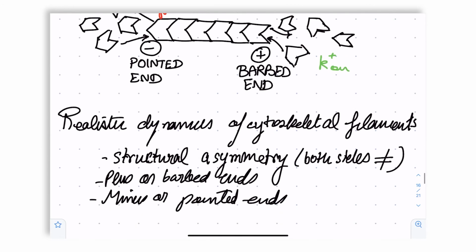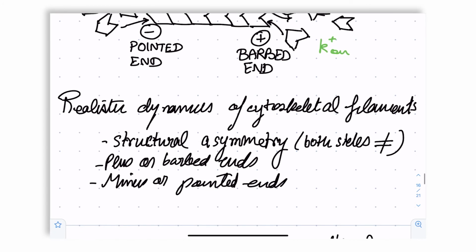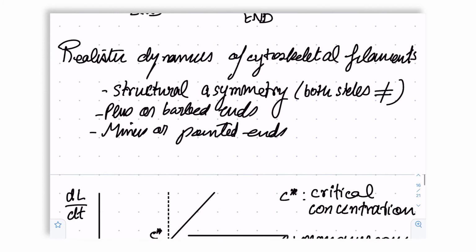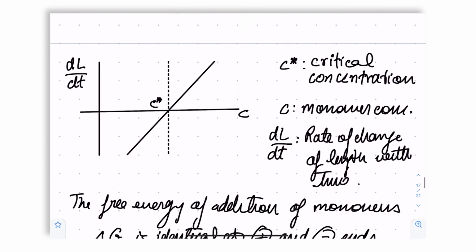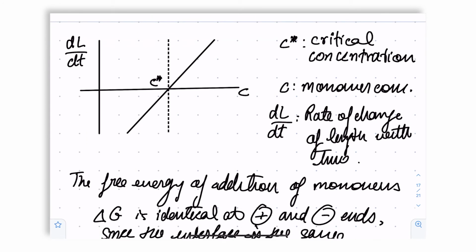The realistic dynamics of cytoskeletal filaments arise due to structural asymmetry, because both ends don't grow at the same rate. They're called plus or barbed ends and minus or pointed ends, as we just said. Now, in the simplest case, if there's a single filament and it grows at the same rate at both ends, then the curve of the rate of growth, dl/dt, as a function of monomer concentration, looks something like this, and this is the maximal growth rate.